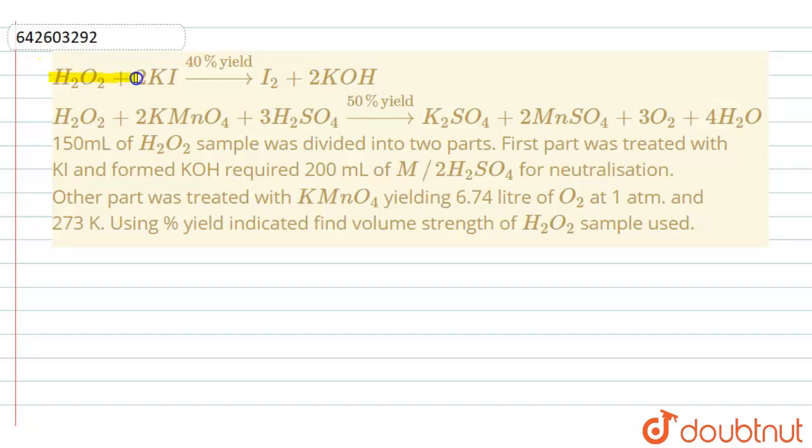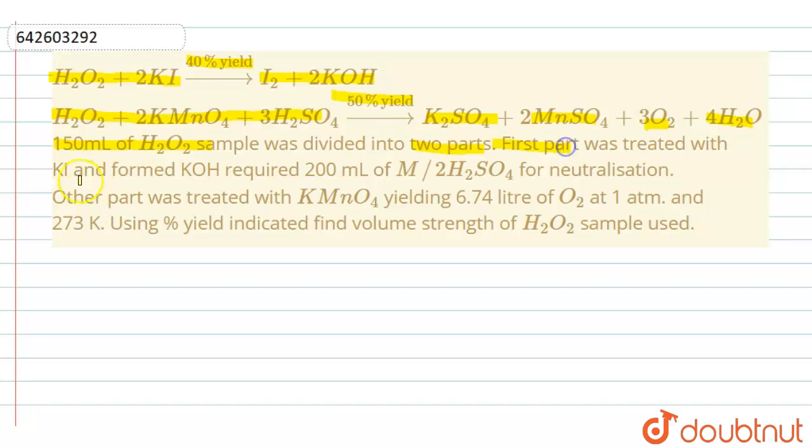Hi guys, today we are just going to see one more problem. H2O2 + 2KI, with 40% yield they have mentioned, will give I2 + 2KOH, and H2O2 + 2KMnO4 + 3H2SO4, they have given us 50% yield, will be giving potassium sulfate and manganese sulfate, O2 and water.